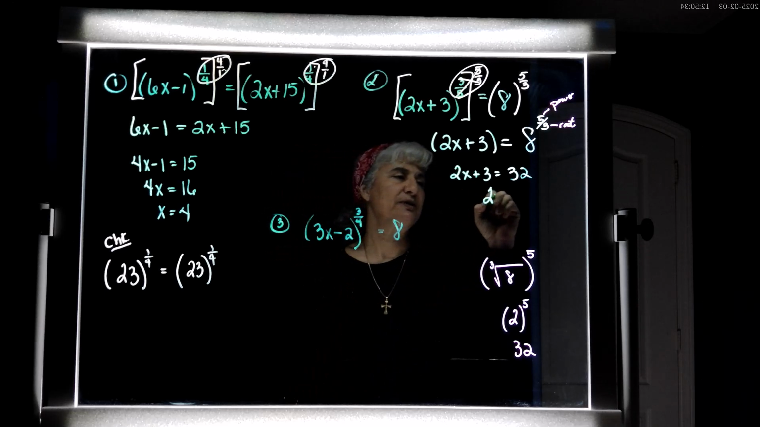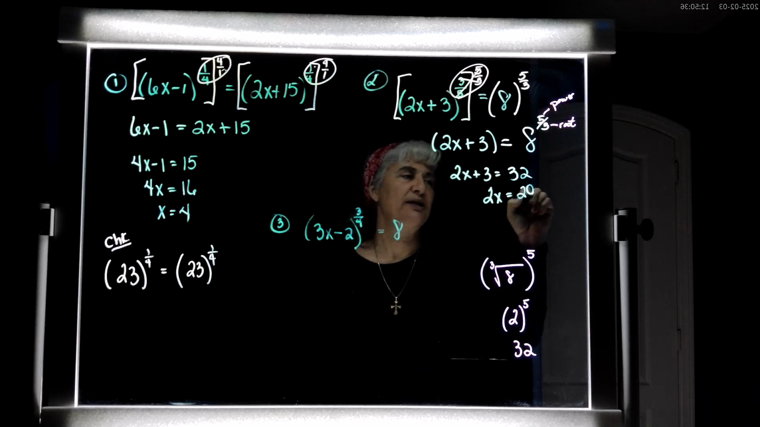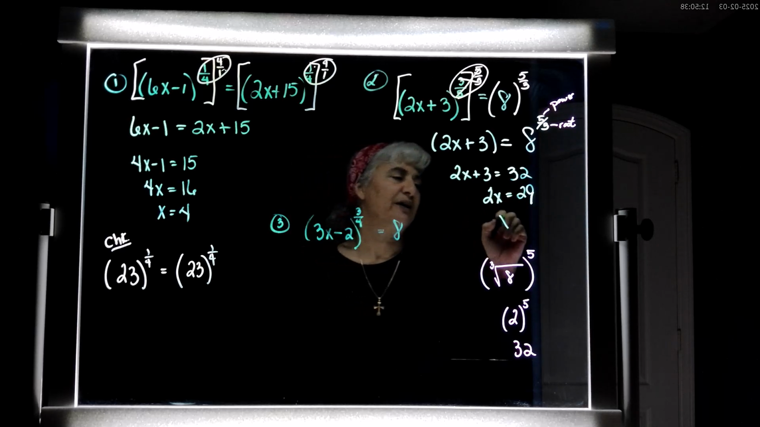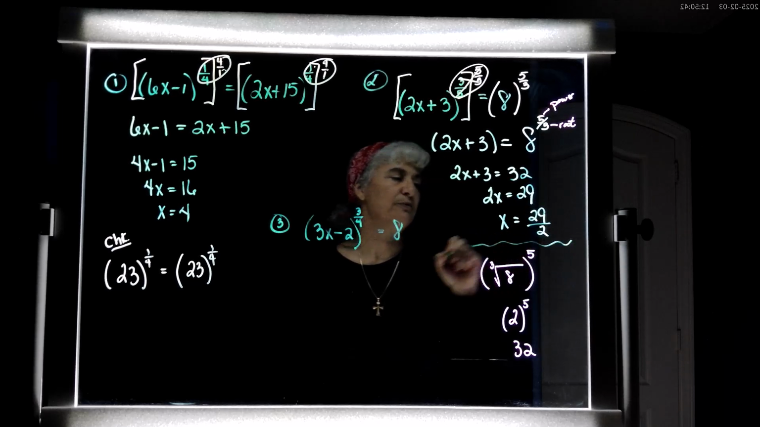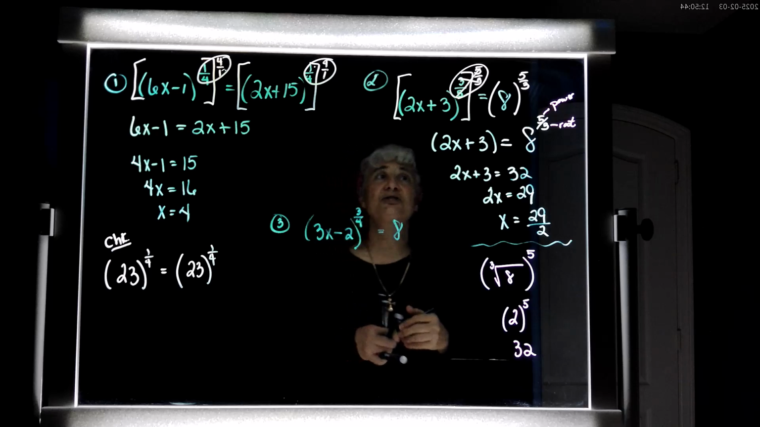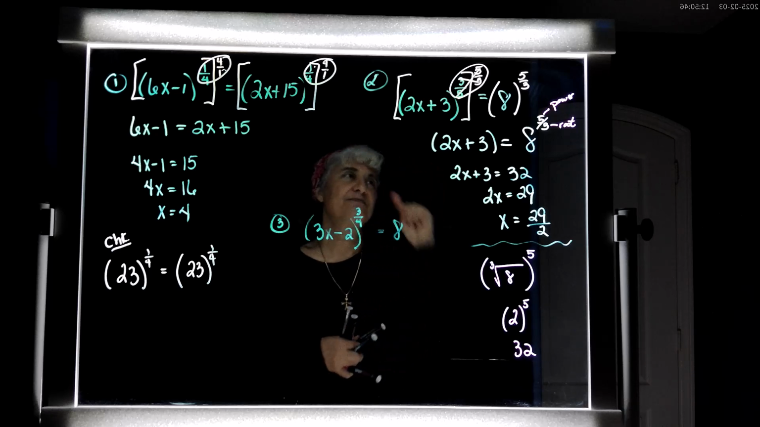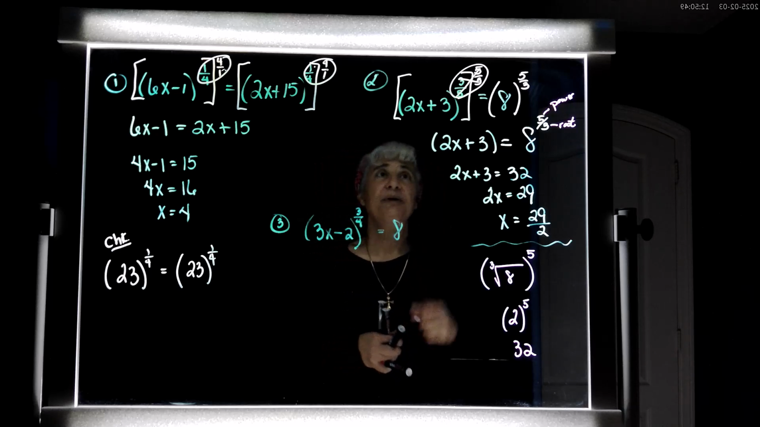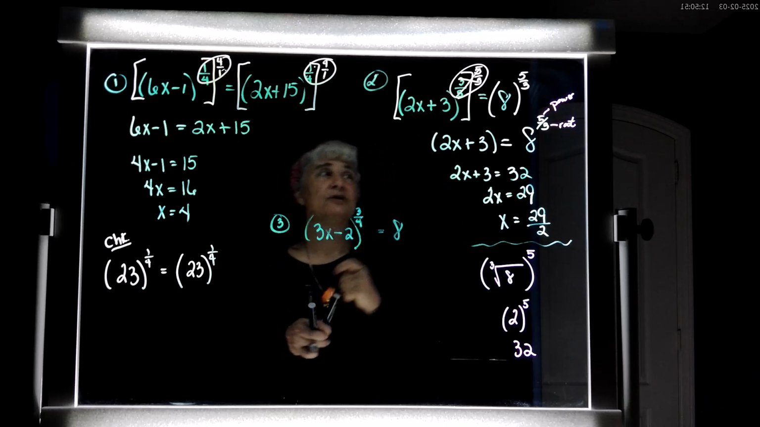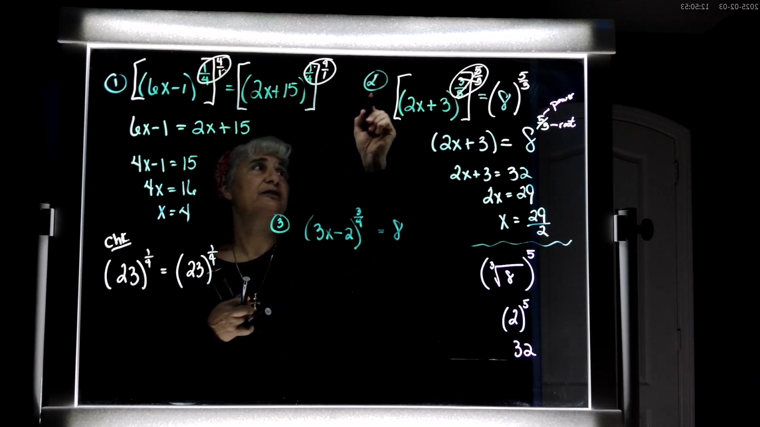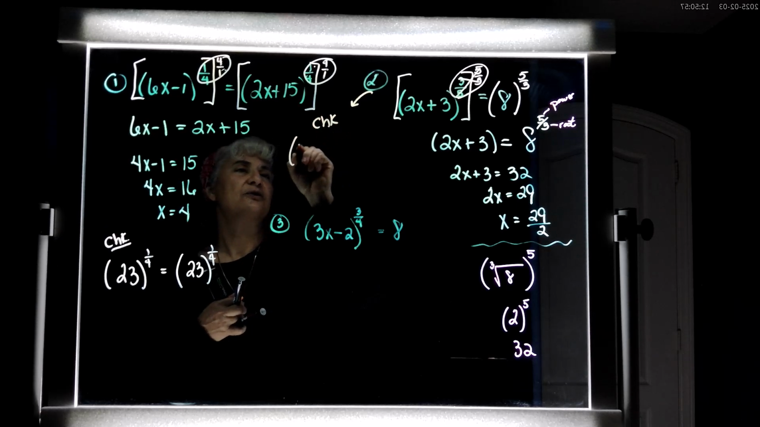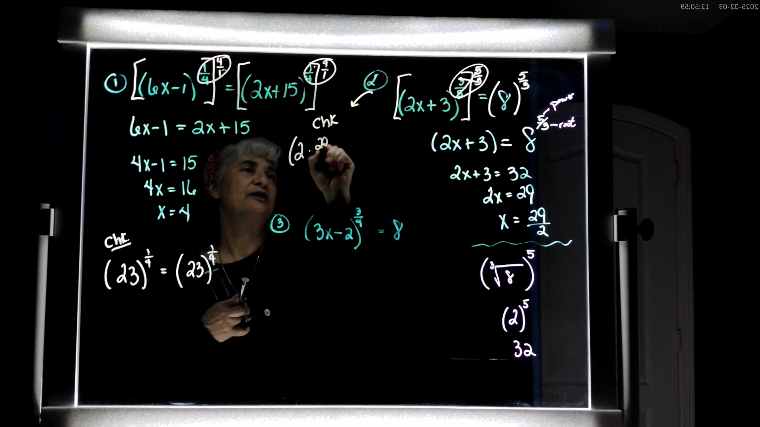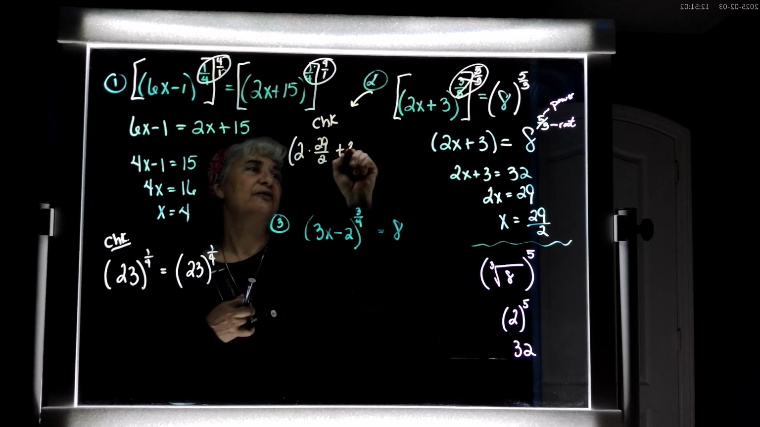Good, minus 3 on both sides, which gives you 29. Then divide by 2, and if they don't ask for a decimal or a mixed number, you leave it as 29 over 2, right? Okay. But now we have to check this. So if you don't mind, I'm going to check number 2 right here. So you have 2 times this lovely fraction, and then you have to add 3.